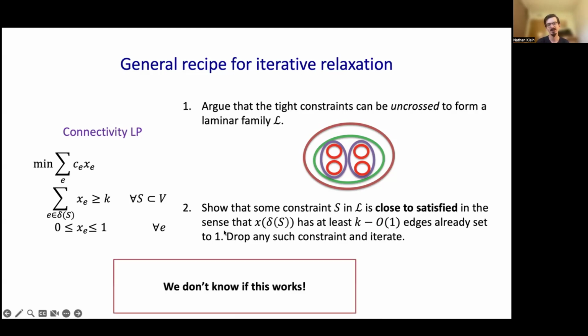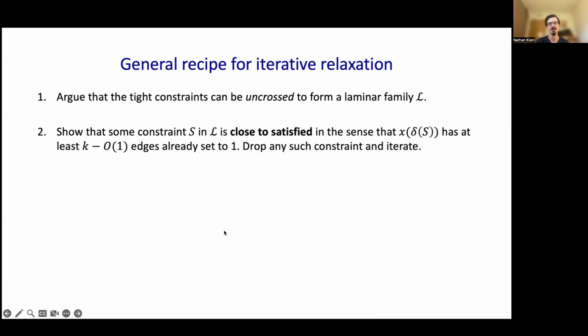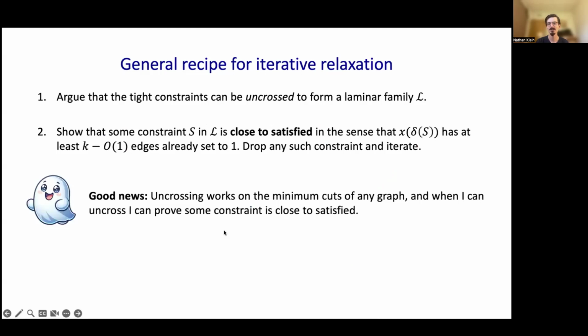It turns out we actually don't know if this simple recipe works or not. And proving or disproving this is a very interesting open question. So why don't we know if this works? Well, there's some good news about this approach. We can actually always perform step 1 so long as the minimum cut of the graph is k. And this is because the set of minimum cuts of any graph are very well structured.